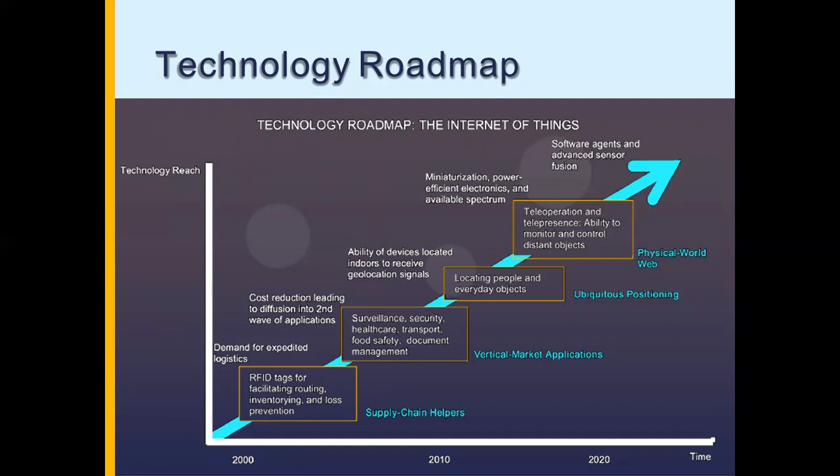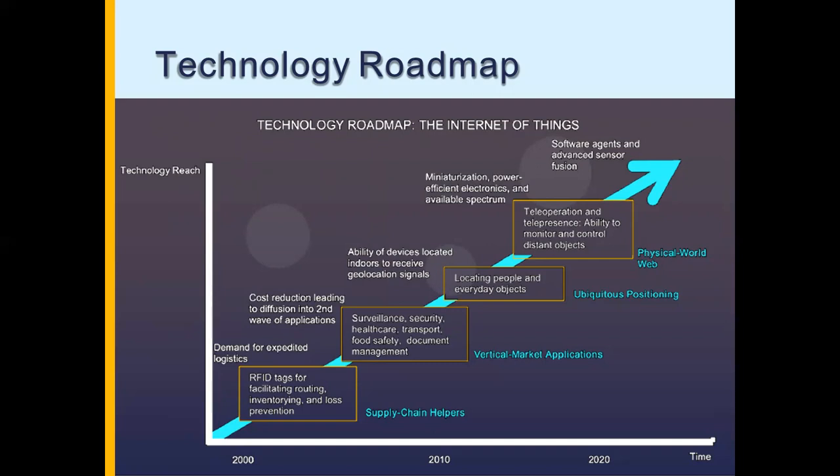In those days, in 2000, with radio frequency identification, if you use a radio channel to a particular area, it might not reach the signals. So that is the case in 2000, and the next level is vertical market applications, where security, healthcare, transport, and food safety were taken into consideration, and they were developed for cost reduction, leading to diffusion into the second wave of application. This phase we are calling the second wave.